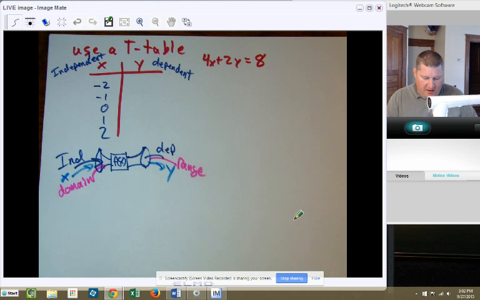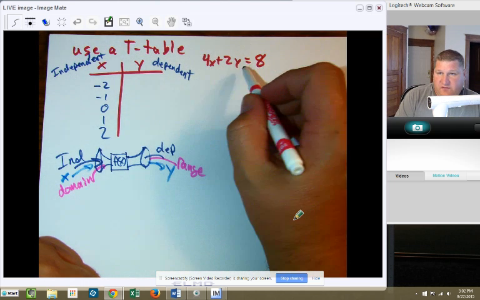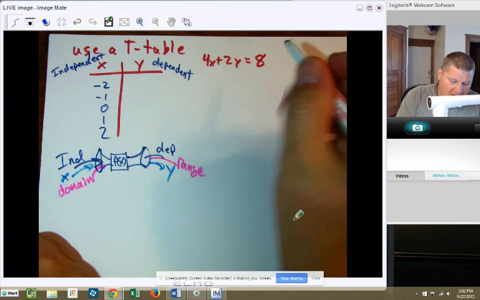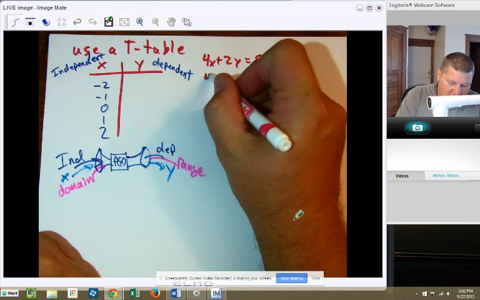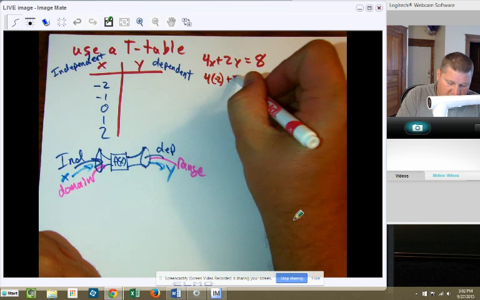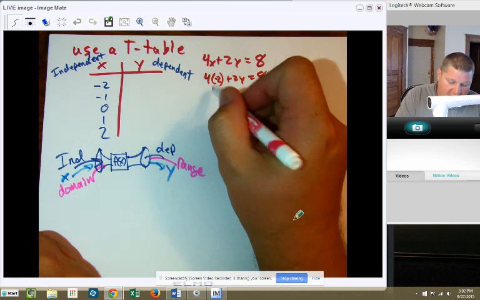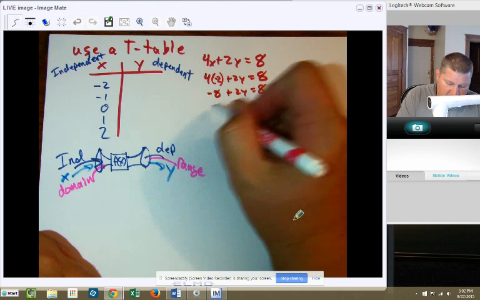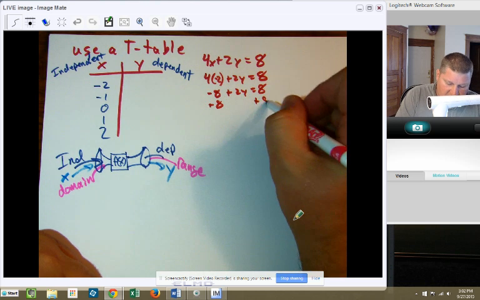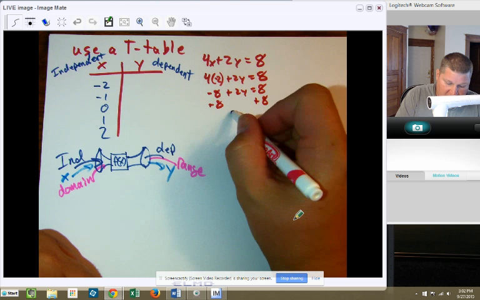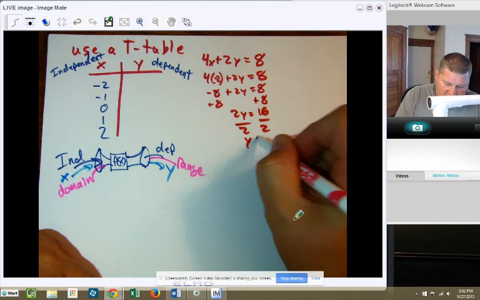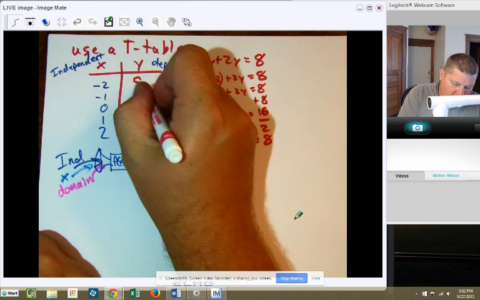Now, the problem here is we have 4x plus 2y equals 8. That's a fine equation. However, if I try plugging in 4 times -2 plus 2y equals 8, I now have to solve this every single time. It becomes a real pain because just to get one value, I end up having to make about 5 or 6 steps.